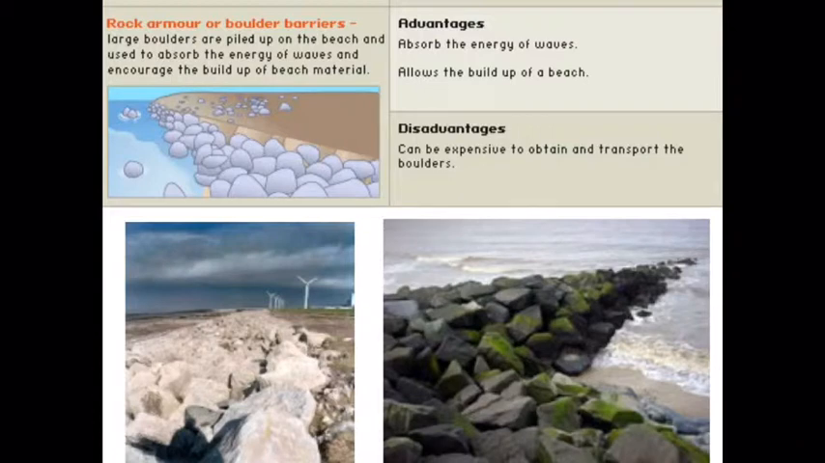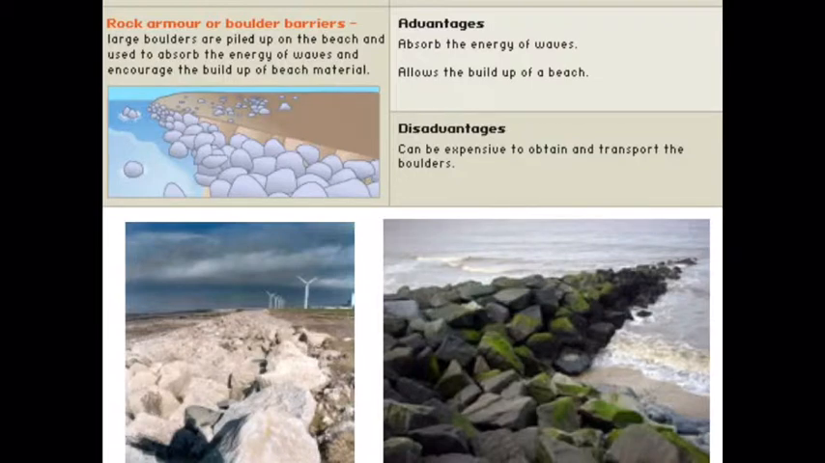So, another form of hard engineering which is used is rock armour or boulder barriers. And these are large boulders that are piled up on a beach. They're used to absorb the energy of the waves and to decrease erosive energy, but also to encourage the build-up of beach material.